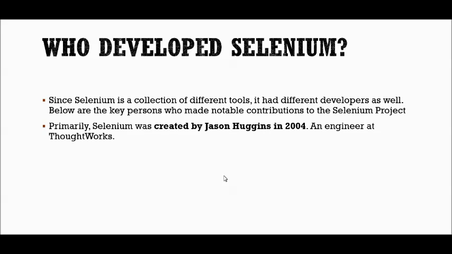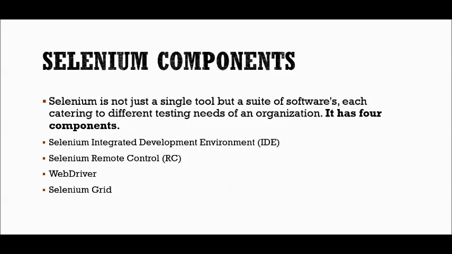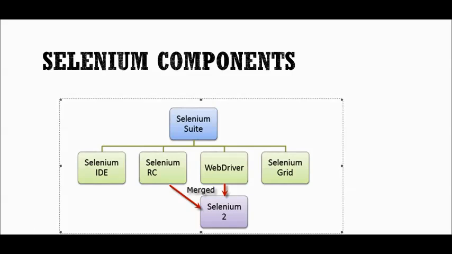So the components of Selenium: basically Selenium is a suite of tools, so it has four components: Selenium IDE, Selenium RC, Selenium WebDriver, and Selenium Grid. Selenium IDE is nothing but Selenium Integrated Development Environment. In the first phase of Selenium, it was heavily used, but nowadays Selenium WebDriver is in use. The Selenium suite is comprised of four tools: Selenium IDE, Selenium RC, WebDriver, and Selenium Grid. After that, Selenium RC and WebDriver merged and created Selenium 2. And nowadays, Selenium 3 is also in the market.